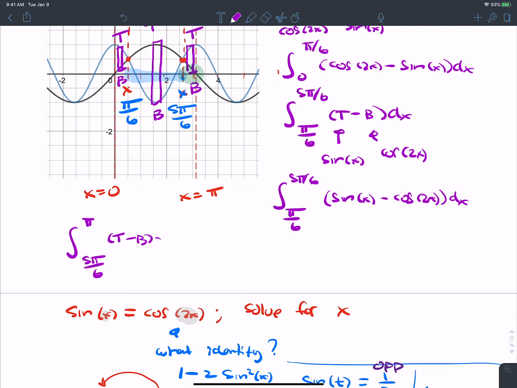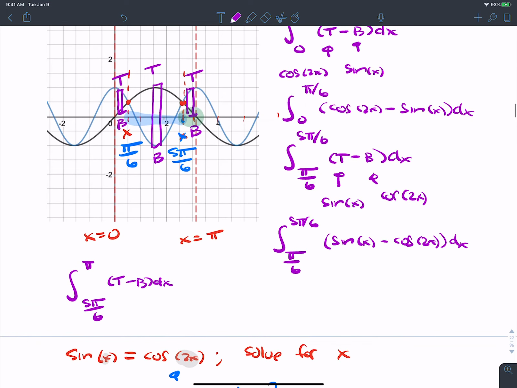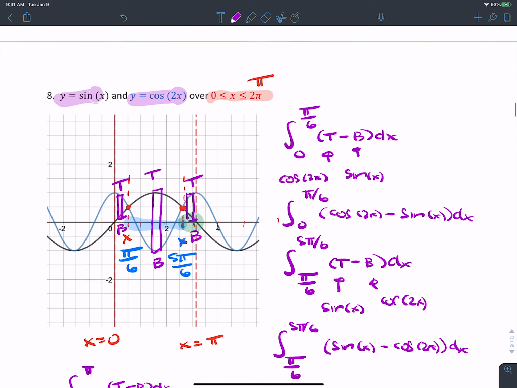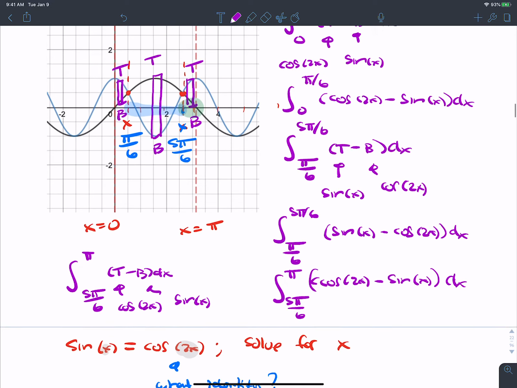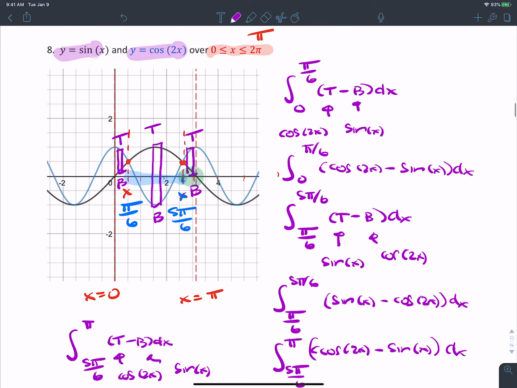Top minus bottom. And what happened in this situation? The blue curve is on top again, which is cosine. So we switched. This is cosine of 2x, and this is sine of x. So the last integral will be from 5 pi over 6 to pi: cosine 2x minus sine x dx. So let's emphasize here in purple.